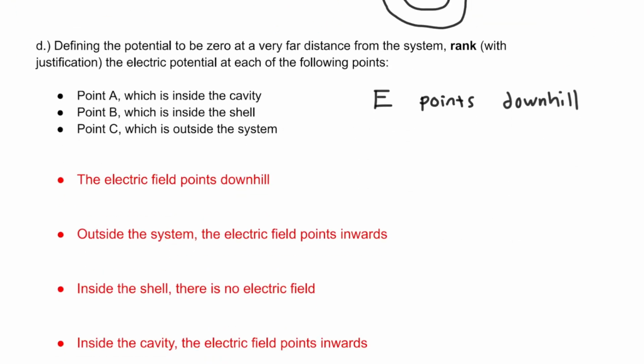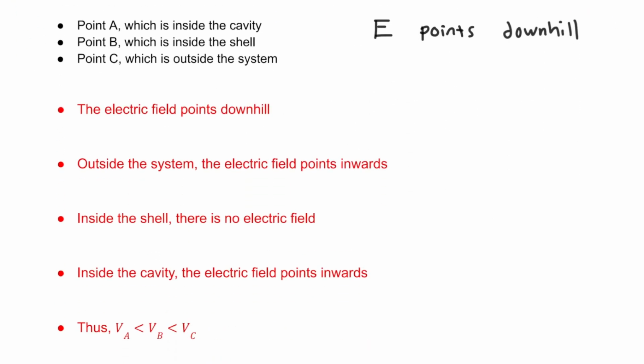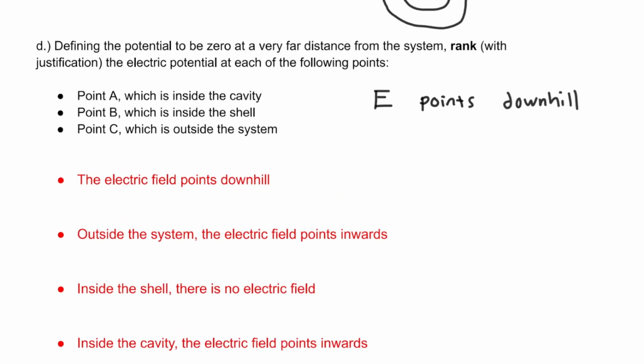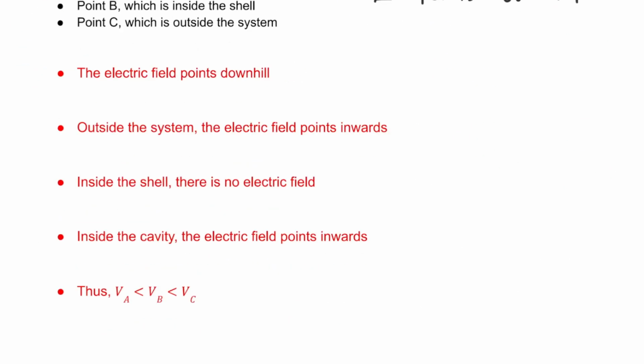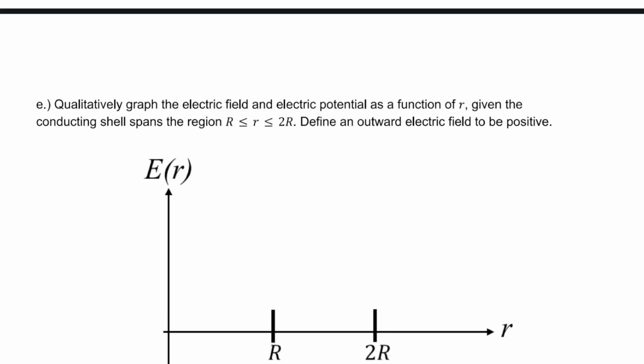Here's my big explanation. Electric field points downhill, so outside the system, the electric field is in. Inside the shell, there's no field. Inside the cavity, it points in. So thus, the farther in you go, the lower your potential must be. And then we'll graph both of these things, assuming that the shell takes up the distance between R and 2R.